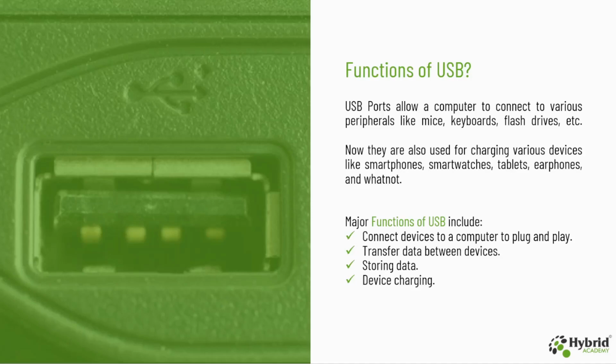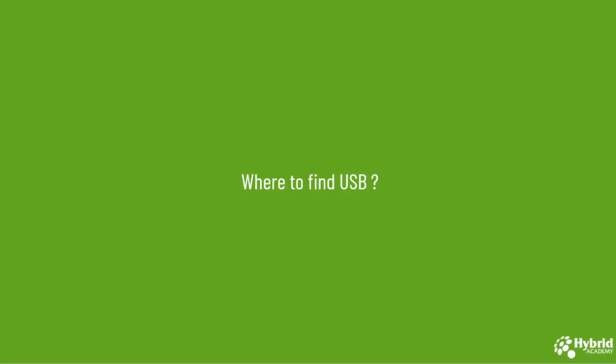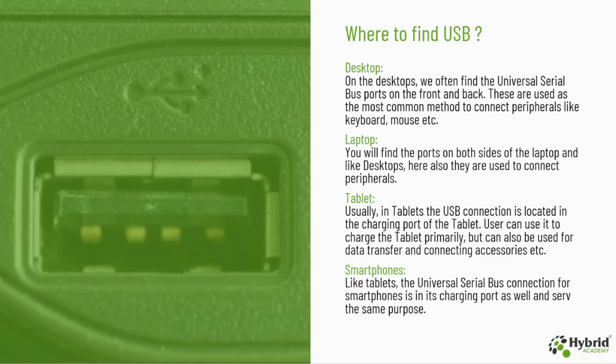So we have learned what is USB and what are the functions of USB. Let's know where we can find USB. We can find USB on desktop, laptop, tablet and even smartphones. On the desktops, we often find the USB ports in the front and the back, and these are used as the most common method to connect peripherals like keyboard and mouse, etc.